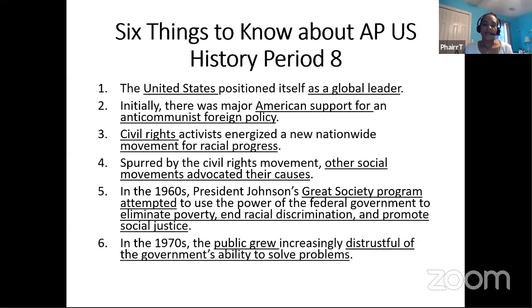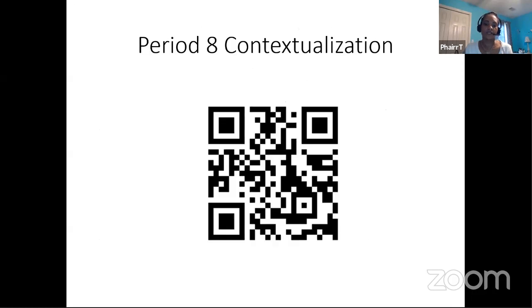Number five, the Great Society program attempted to eliminate poverty, end racial discrimination, and promote social justice. All of these things are going to be pivotal, and you're going to see whether or not the Great Society did what it intended to do, or what type of impact it had as far as the government is concerned. And then number six, the public grew distrustful of the government's ability to solve problems. Are we talking about things we're dealing with domestically, or things that were foreign? Definitely domestic as far as the environment. And you're going to see that more often as we go through this.